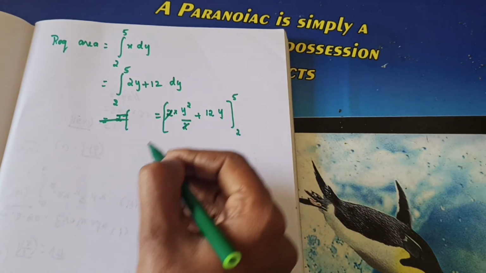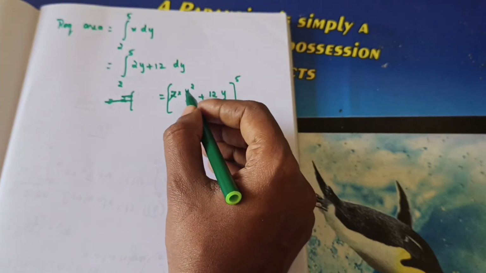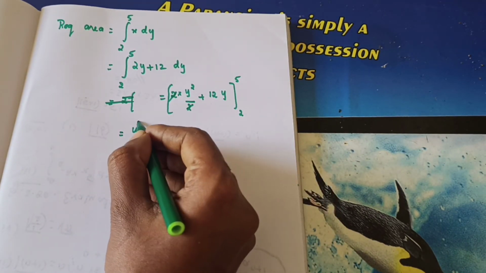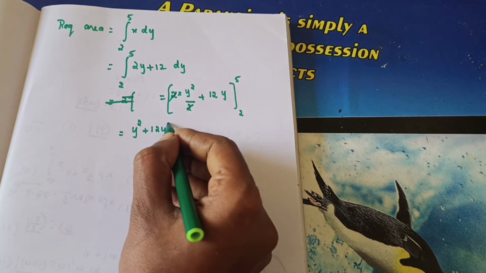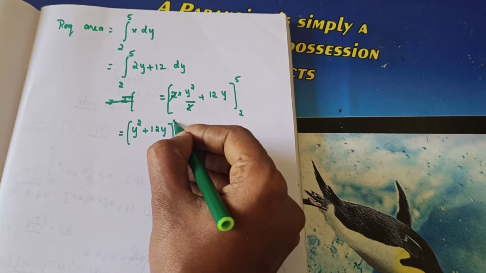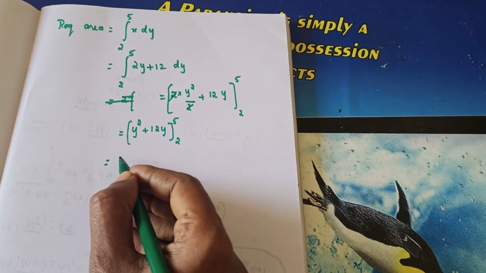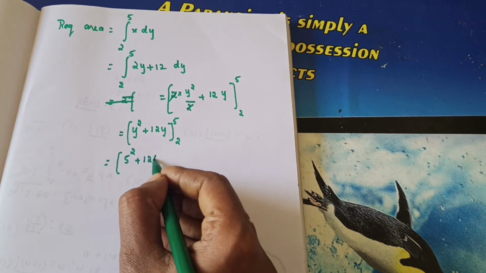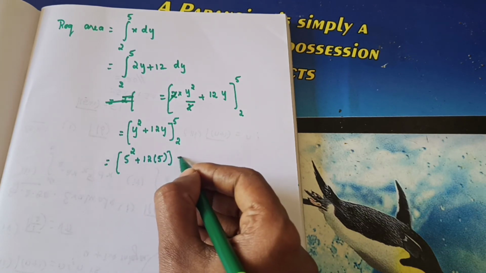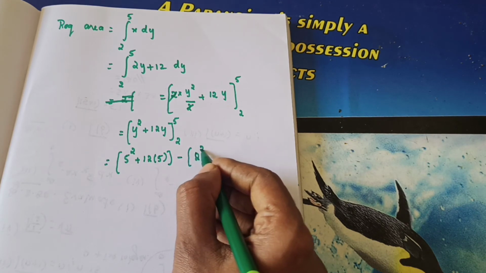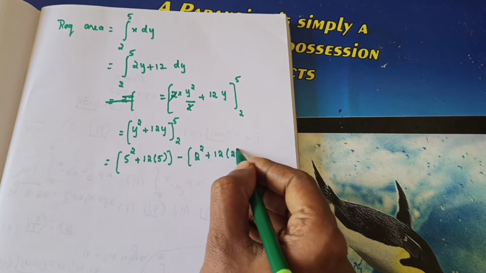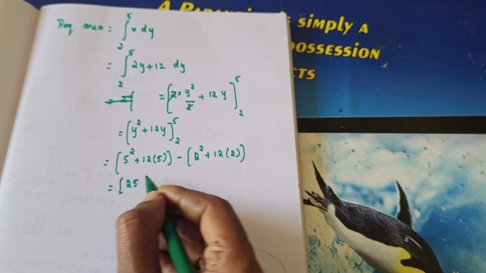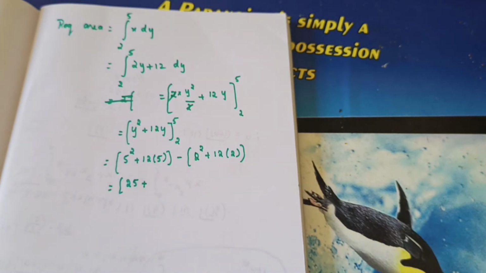Understand? So 2 and 2 will get cancelled. Now what will you do? Upper limit minus lower limit. So what will happen? Balance y square plus 12y from 2 to 5. So first you put the upper limit, that is 5 square plus 12 into 5, minus the lower limit, 2 square plus 12 into 2. Do it very carefully. These are all things you already know. That is, 5 square means 25 plus how much will you get?